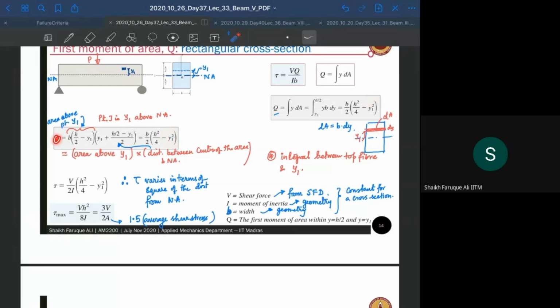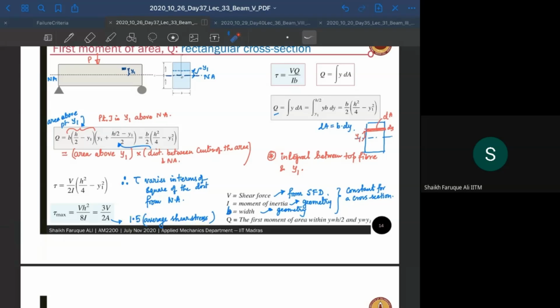The value of Q is going to be maximum when y1 is 0, and maximum Q value will give you maximum tau value. So tau max is for Q max, and that comes out to be y1 needs to be 0, so it comes out to be Vh square by 8I or 3V by 2A. Okay, A is h into b. So it is 1.5 times the average shear stress.